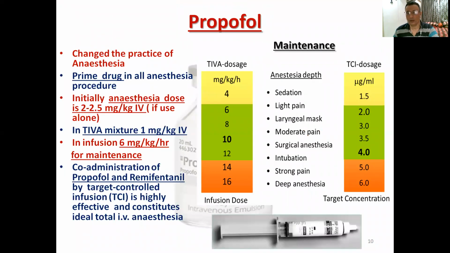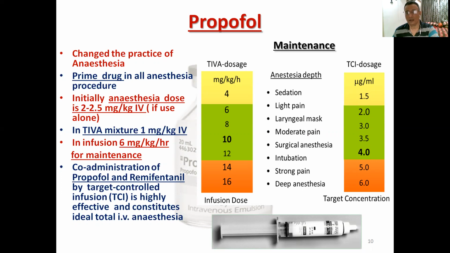First is our propofol. Propofol has changed the practice of anesthesia in the last 30 years. It is a prime drug in all anesthesia procedures. The induction dose is 2 to 2.5 milligram per kilogram if used alone. If you are using it with TIVA, with other drugs, then it is 1 milligram per kilogram intravenous. In infusion, it is 6 milligram per kilogram per hour for maintenance. And co-administration of propofol with remifentanil is the prime combination all over the world in TCI, and it rules the world with these combinations.